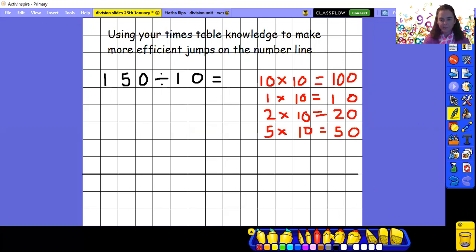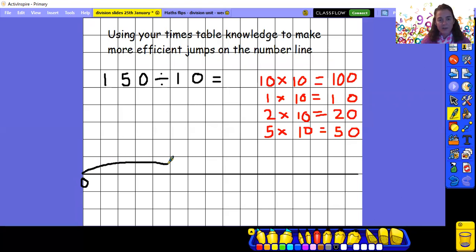Okay, so now we're going to use our times table knowledge to make some efficient jumps on the number line. So what number do I need to start on my number line? Well done. If you said 0, you're absolutely right. I'm going to start on 0. So 0, here it is. Now, which would be the one I could use first? What's going to be the biggest jump I could do? So let's have a look, which is the biggest number? 100, 10, 20, 50, or 100. Okay, so I could do a big jump of 10 times 10.